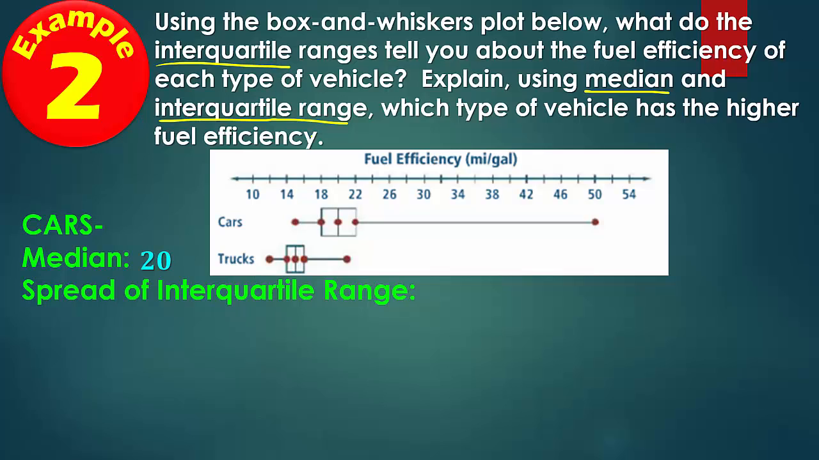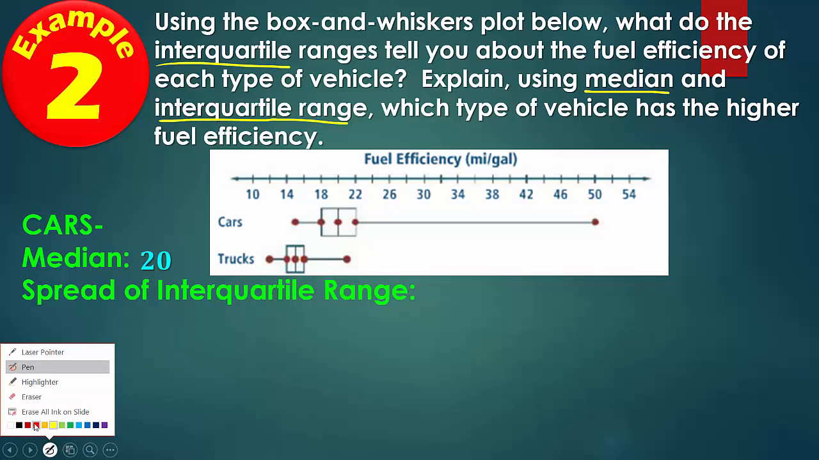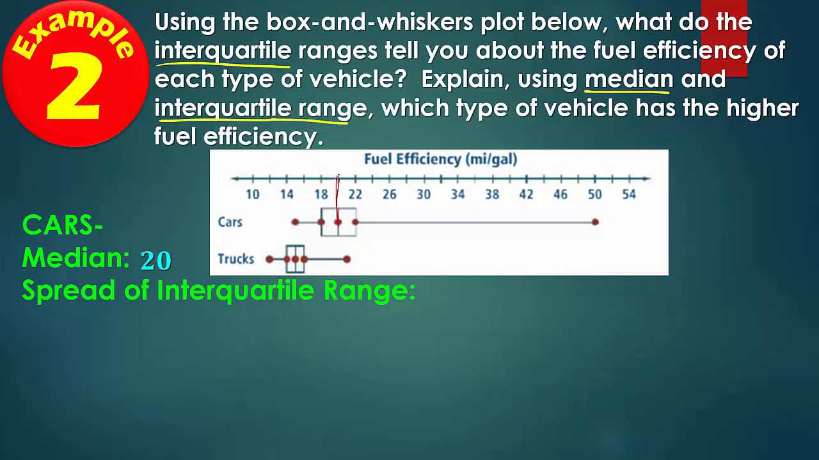So the median is right at 20, okay, right there. And your spread of your interquartile range, your maximum of that is 22, and your minimum is 18. So your spread will be 22 minus 18, which equals 4. And that's the maximum and minimum of the interquartile range, not of all the data. So that's from your Q1 to your Q3, right? Q1, Q3. All right, then we're going to do the same thing for trucks.